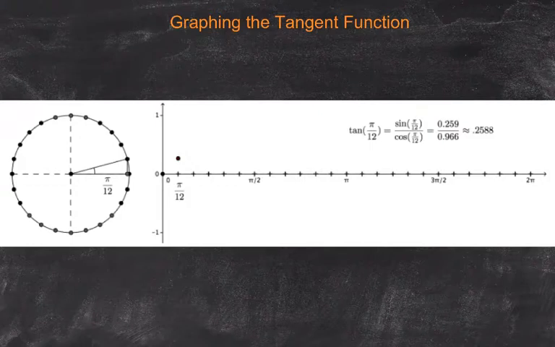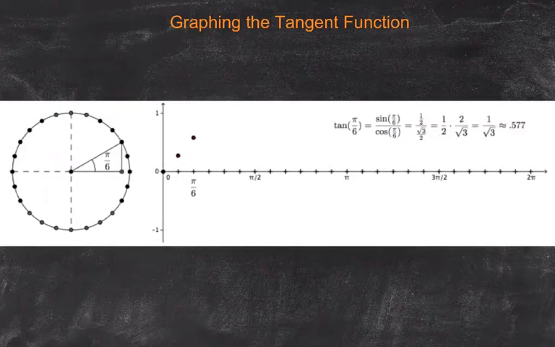So looking at pi over 12 as my angle, you can see my calculations on the right side here. Tangent of pi over 12 equals sine of pi over 12 over cosine of pi over 12. I've just used the approximate decimal version of those because we don't have the exact value for either of those trig expressions. And we get around 0.2588. So I've graphed that over there.